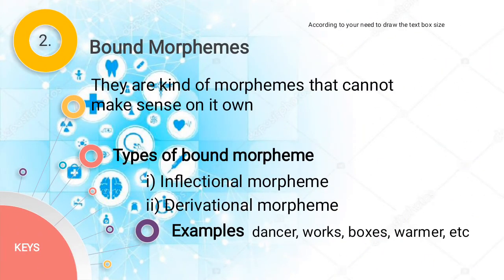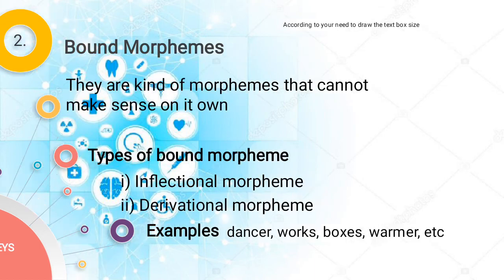And bound morphemes are one of the basic types of morphemes. They are the kind of morphemes that cannot make sense on their own. With this, it cannot stand on its own unless something is added to it. So we have types of bound morphemes: 1, inflectional morphemes, 2, derivational morphemes. And dancer, works, boxers, warmer, etc. are examples of bound morphemes.